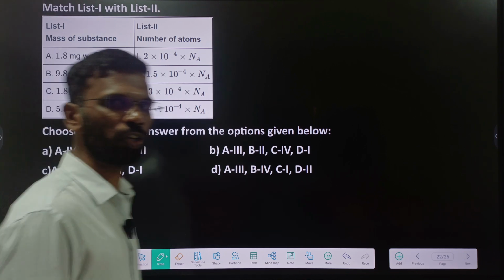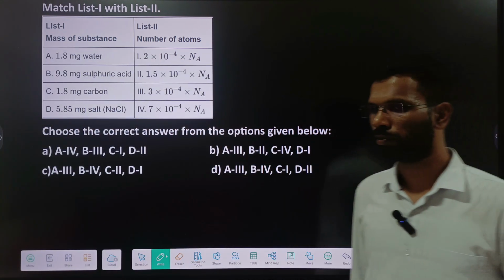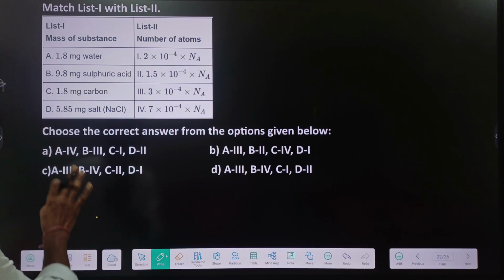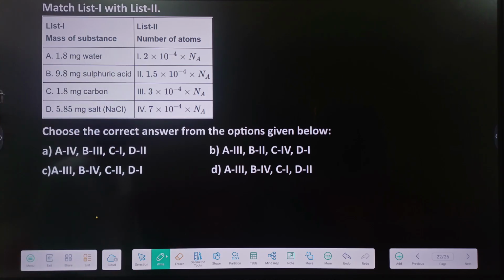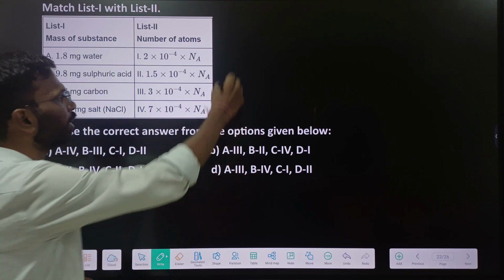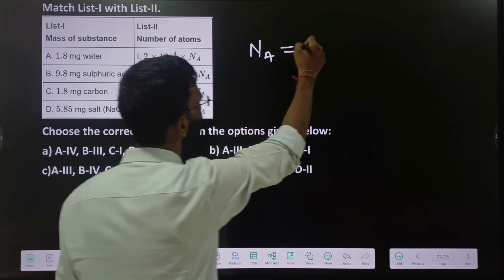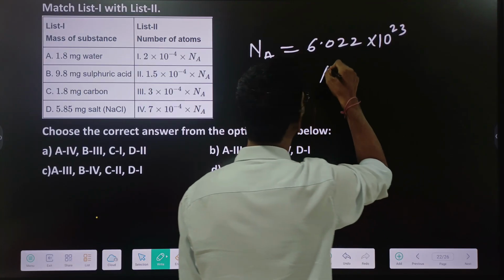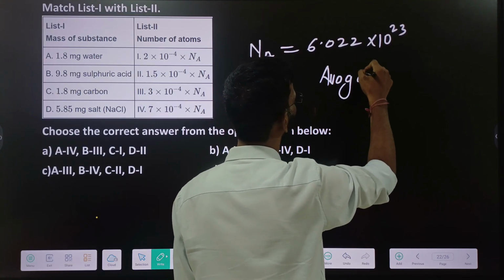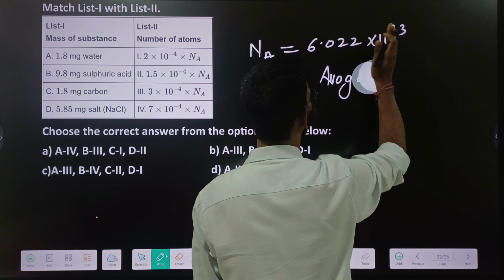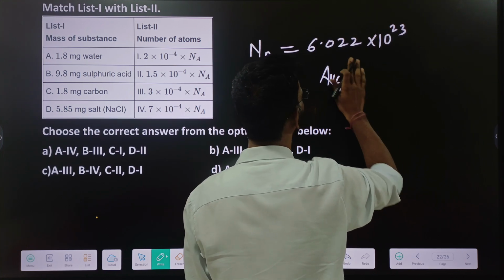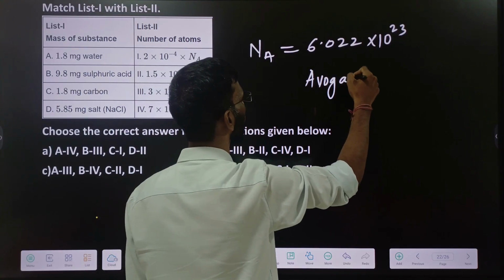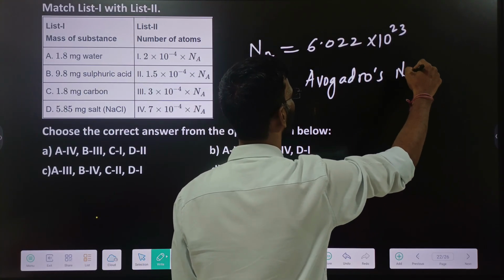Take this question, pause this video for some time and go ahead. Okay, I'll solve this for you. The question asked is over here, 1.8, you just need to match this. Now over here, what is Na? Na is the Avogadro number. Na is this value 6.022 into 10 raised to 23. This is also known as Avogadro's number.